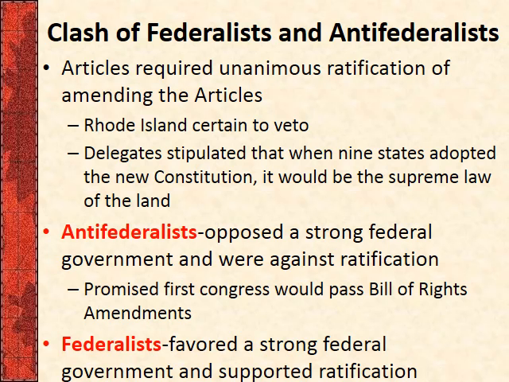So then, the convention is over. These delegates go back to their respective states, and now they have to have conventions in these states. So basically, a special election in each one of the states is to determine who the delegates are going to be on these conventions, and then, of course, vote on whether or not to adopt this new constitution.